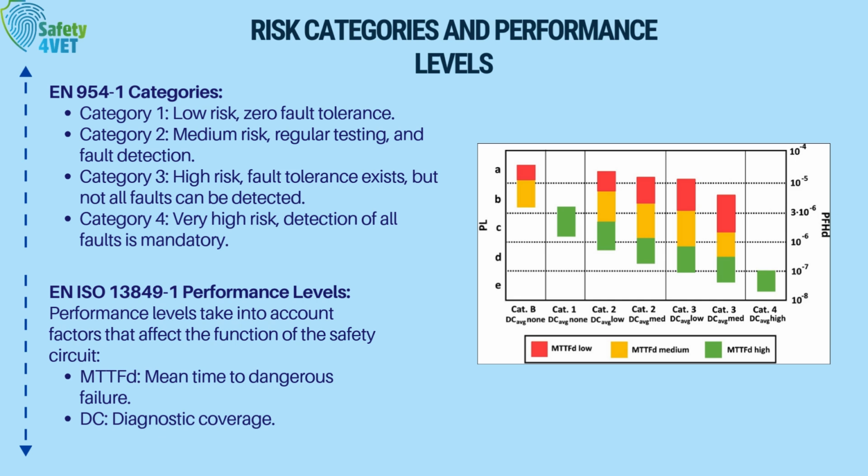Under the EN 954-1 standard, safety categories were determined according to the level of risk in machines. Category 1 involved low risk and simple safety measures, while Category 4 covered the most advanced safety measures for very high-risk applications. The new standard, EN ISO 13849-1, evaluates safety based on performance levels. These levels take into account critical factors, such as fault detection and system failure time.